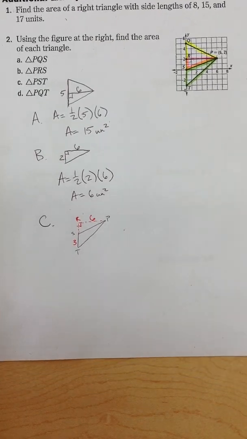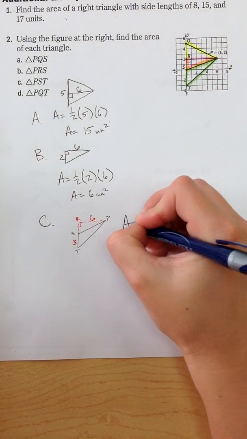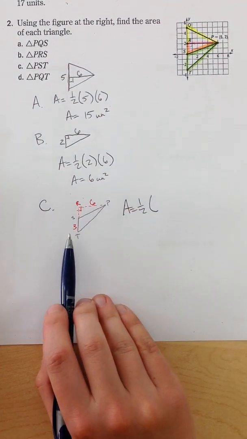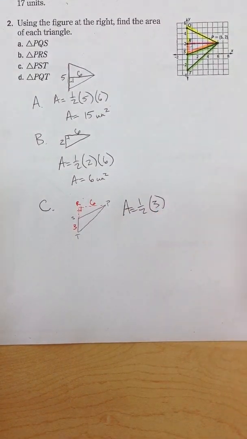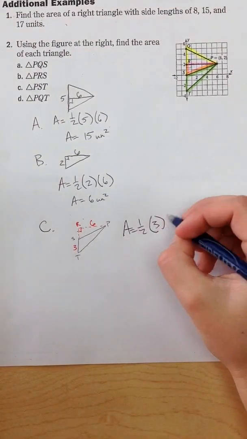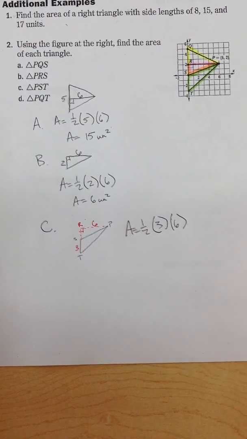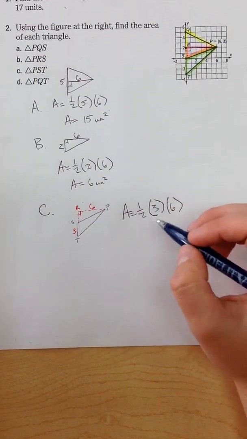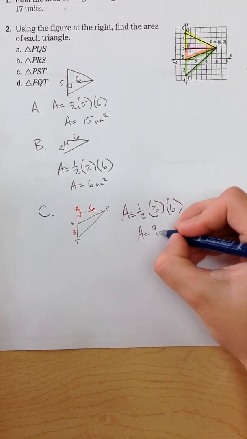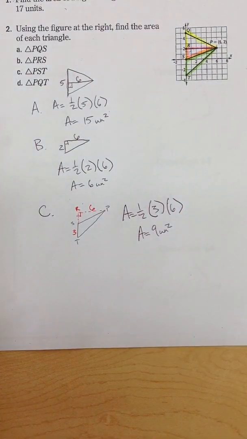But anyway here, so now we've got area is equal to 1/2. Our base is going to be from S to T, which is 3, times our height, which is outside the shape on this one, so it would be 6. And then 3 times 6 is 18, times 1/2 would be 9. So the area of our green one there would be 9 square units, or units squared.